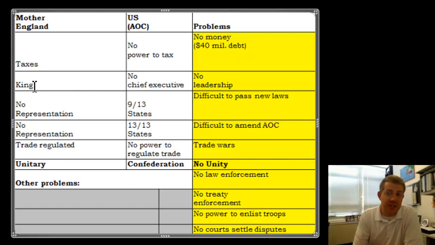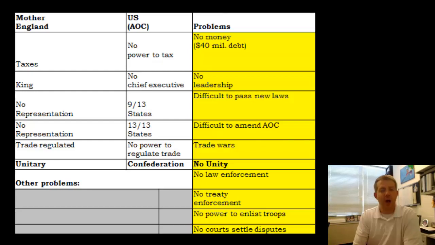Another issue they had was with a tyrant king. They thought the king was too powerful. So when they created their new government, it's not surprising that they created it without a president. There's no chief executive. And that's fine, but there's a problem there. There's no leadership. And you can pause this and take a look at this and jot down some of these ideas. I'm not going to go through every one of them. Some of them we've already talked about, like how hard it was to get things passed. But they have issues.